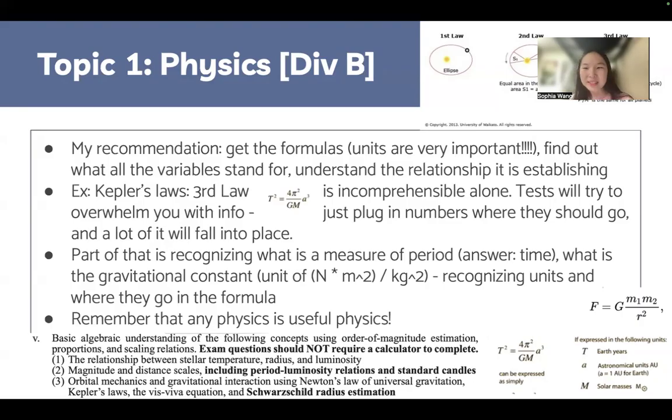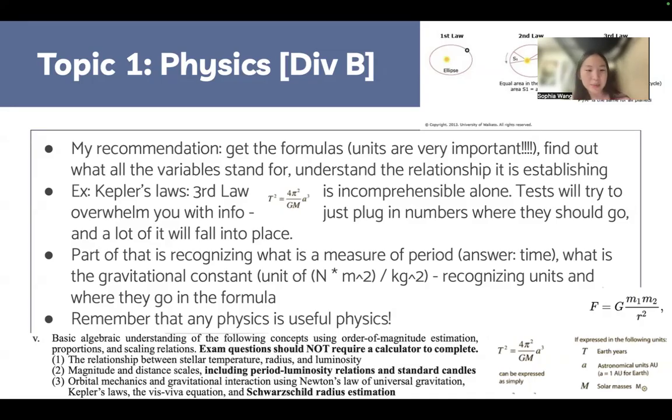My recommendation for my Div B students is to get the formulas with units because units are important. Find out what all the variables stand for and understand the relationship it is establishing. Because almost every formula is going to have one relationship that's the one that's actually important, and everything else is just supposed to be plugged in or like constants that you don't really need to worry about.